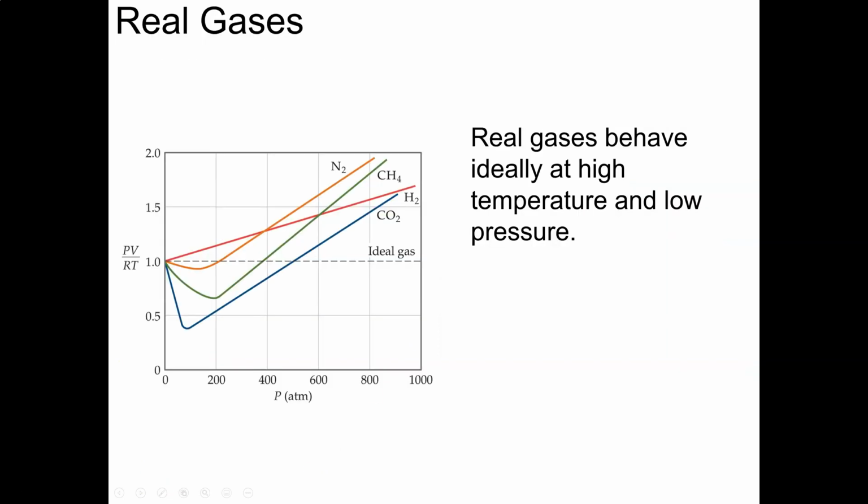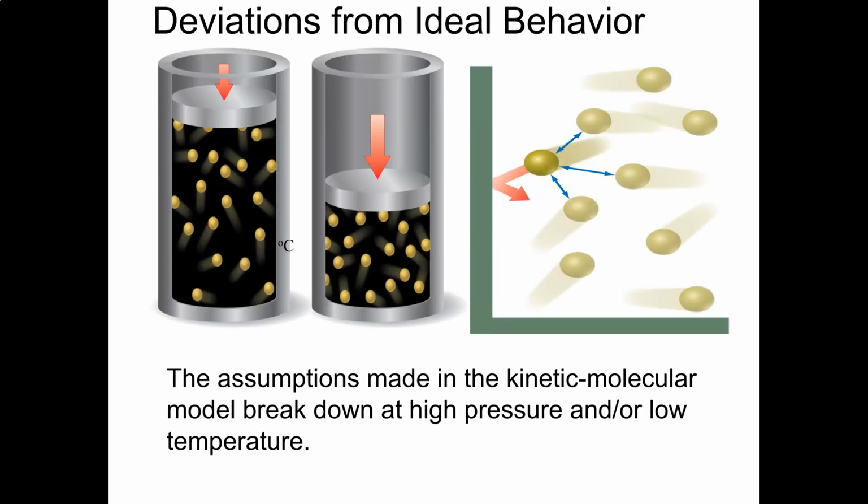All right, real gases behave ideally at high temperatures and low pressures. So basically, ideal conditions are perfect when you have those two things in play. So whenever there's high temperature and low pressure, you can assume real gases behave like ideal gases. It's the opposite when you have a situation where it's low temperature and high pressure. All right, deviations from ideal behavior. Kinetic theory breaks down at high pressure and low temperature.